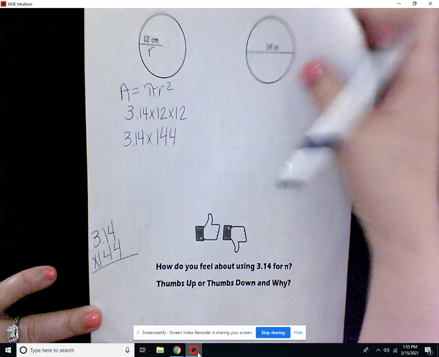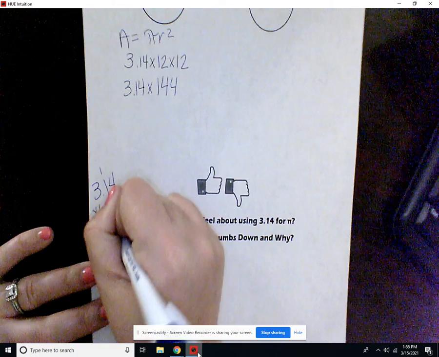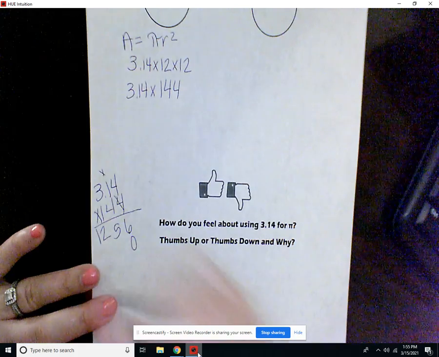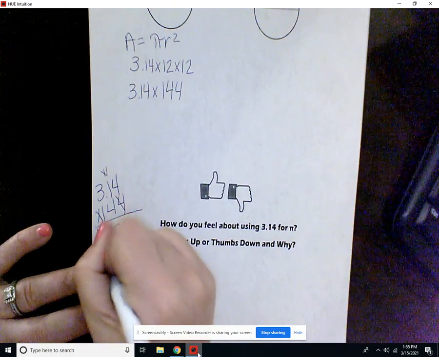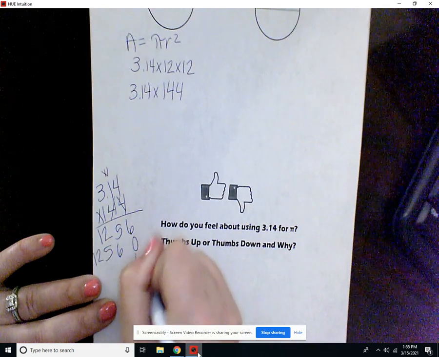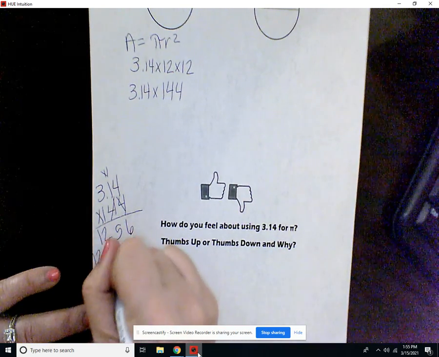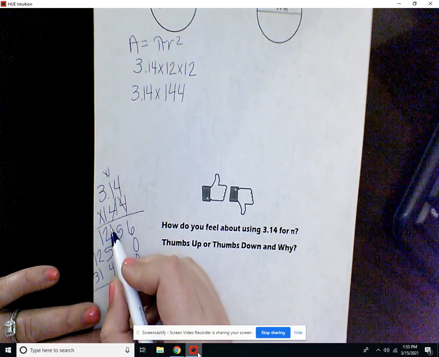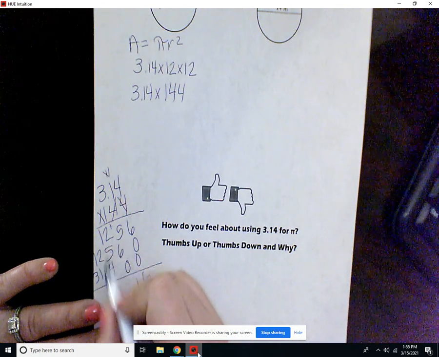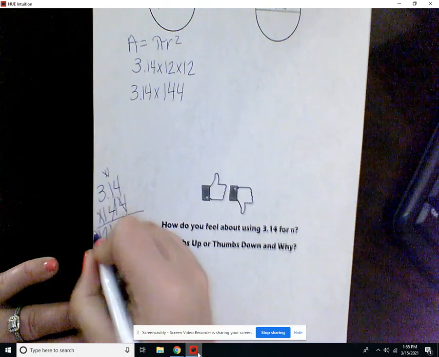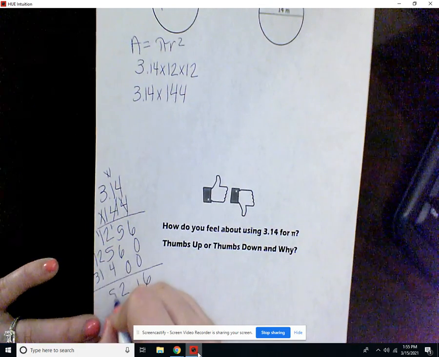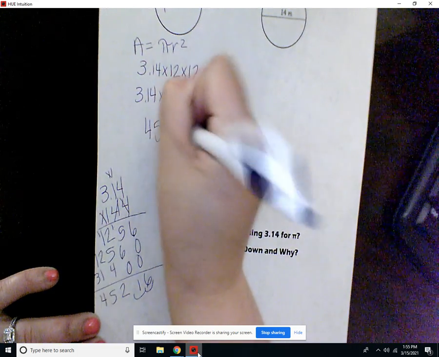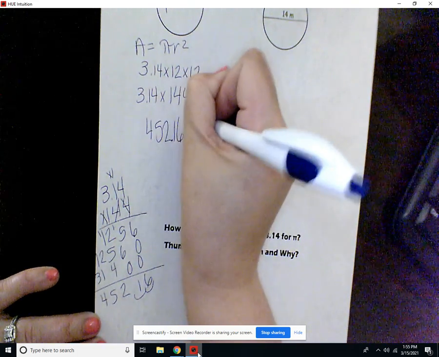Okay, so multiply everything by 4 first. I'm going to add a 0. Do the same thing again. And then remember, when you go to that third row, you add 2 zeros. Then we'll move our decimal over twice, so we get 452.16 centimeters squared.